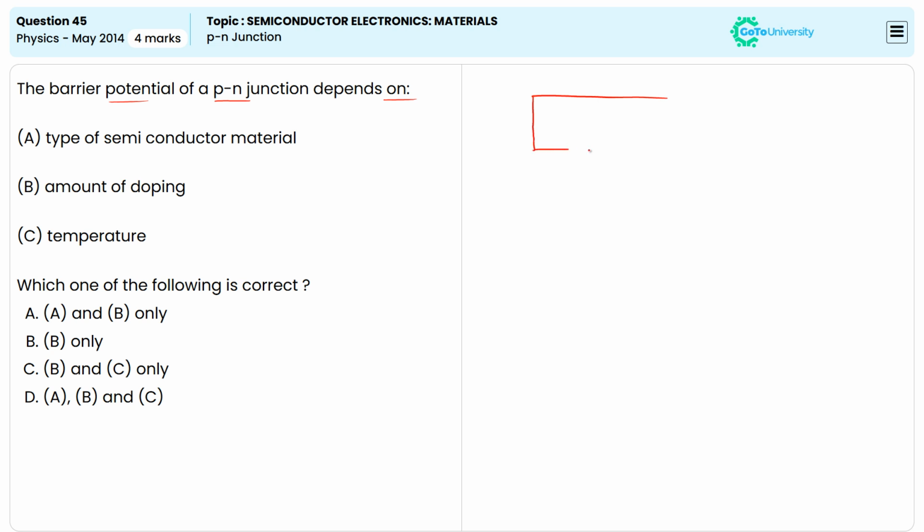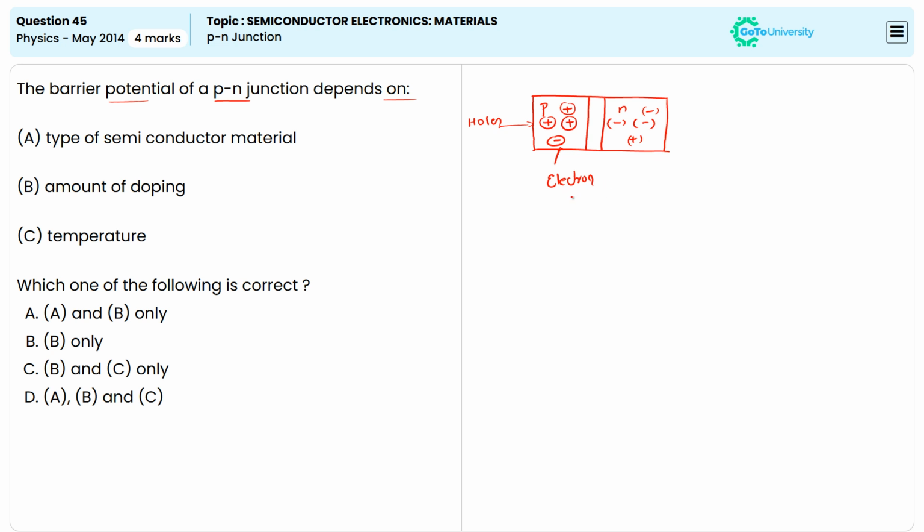So this is the PN junction. Here is the P-type semiconductor and here is the N-type semiconductor. In the P-type semiconductor, the number of holes is more compared to the electrons. This is the holes and this is the electron. Electrons are very few in the P region and holes are more. And in the N region, the number of electrons is more and the number of holes is less.